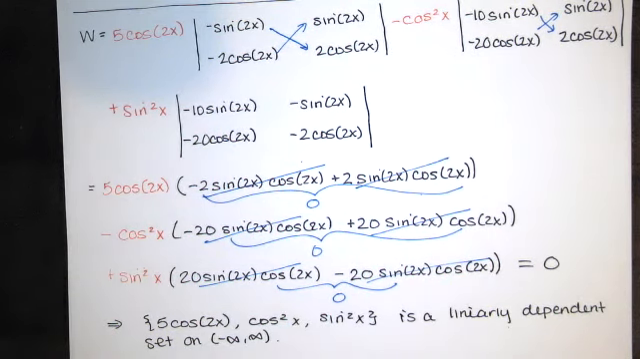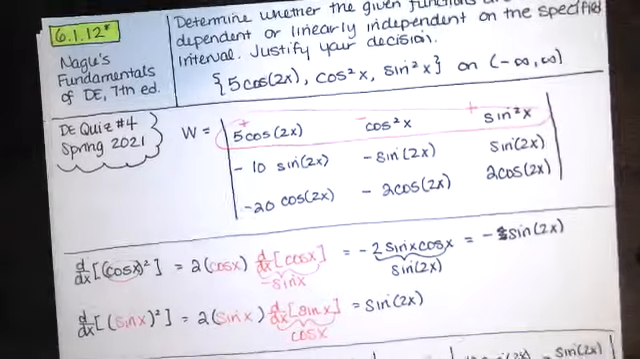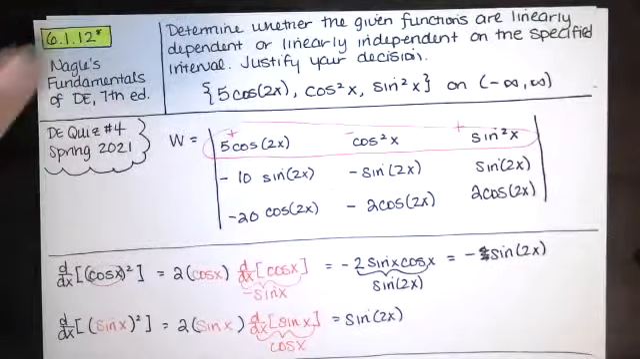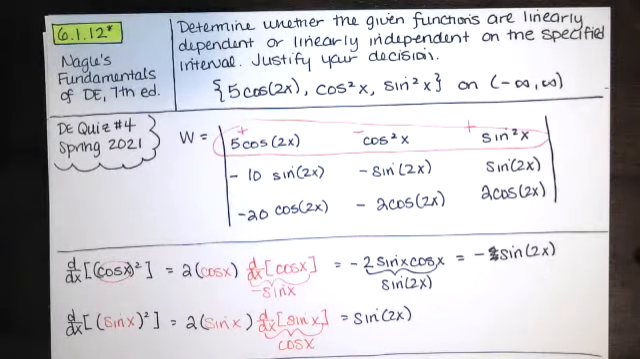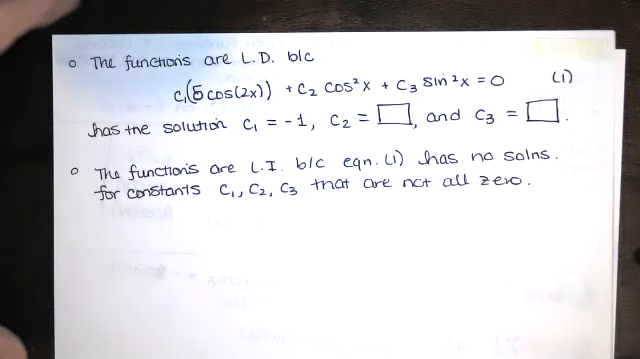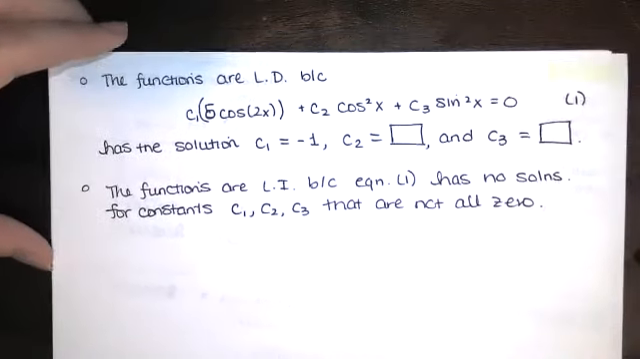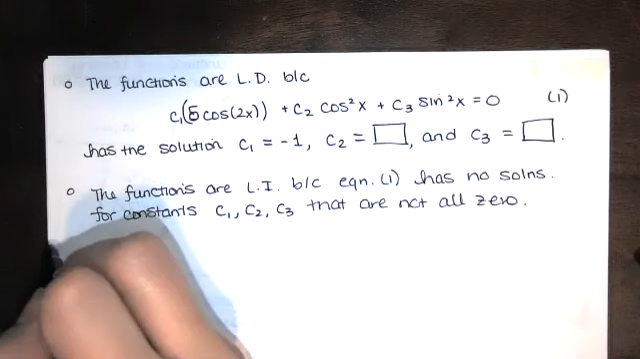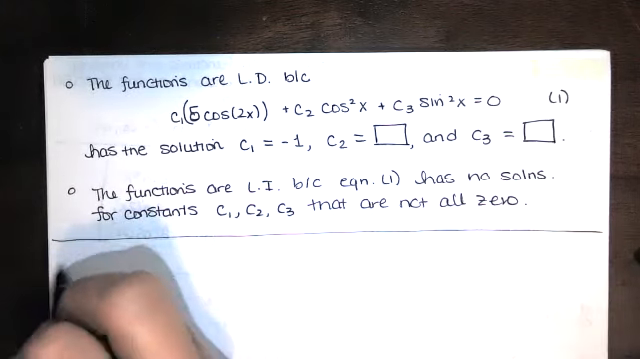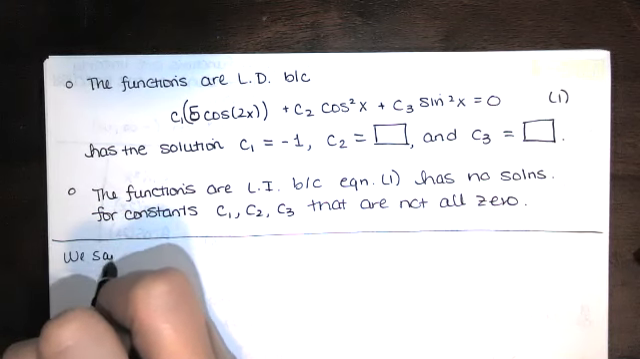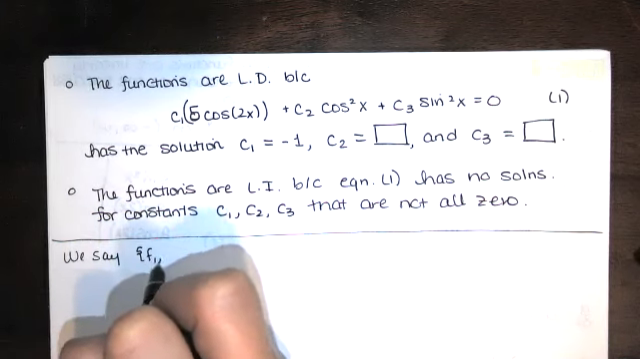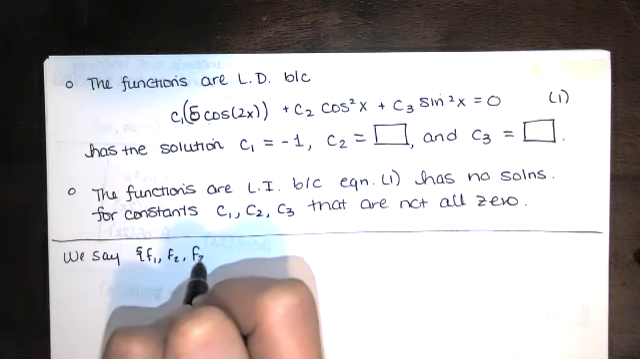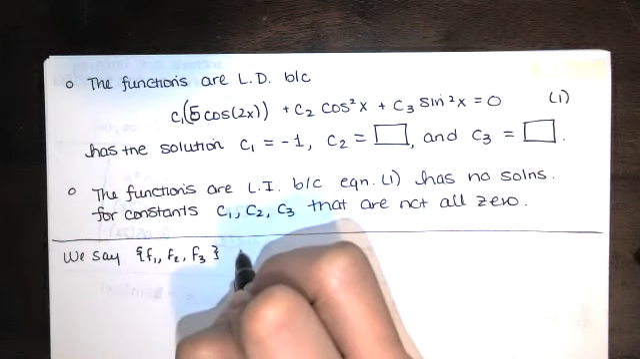Now, they use a different justification in MyLab Math. So let's look at the options in MyLab Math and talk about how we would use their options to answer this question. So these are the options in MyLab Math. And these refer back to the definition of linear independence. We say that the functions f1, f2, and f3 form a linearly independent set.